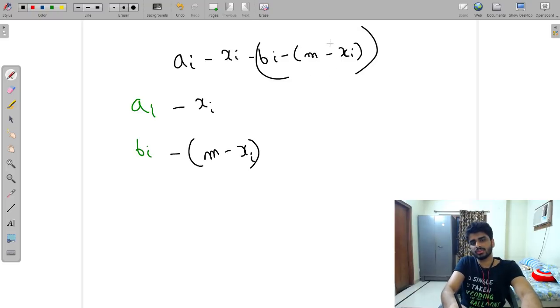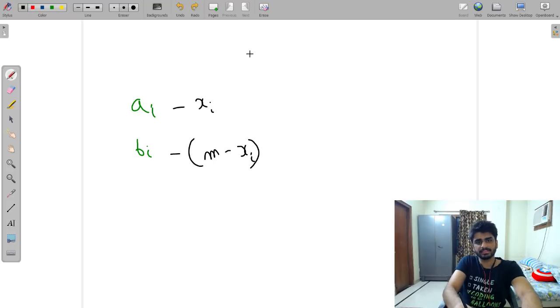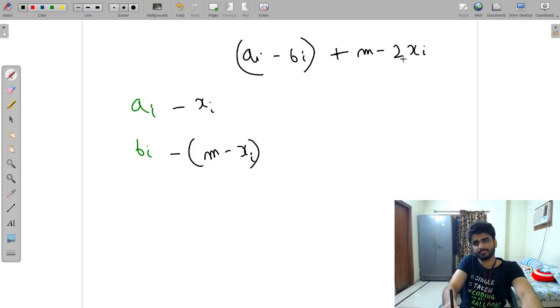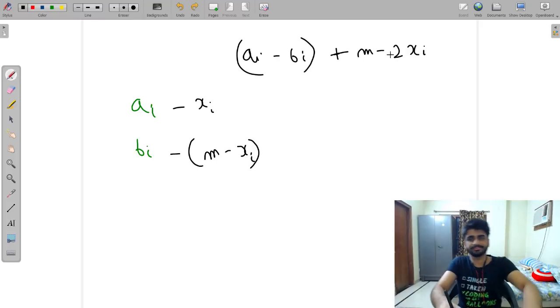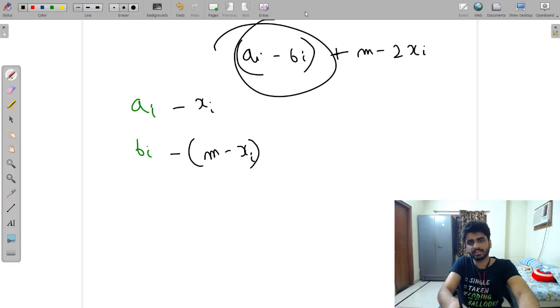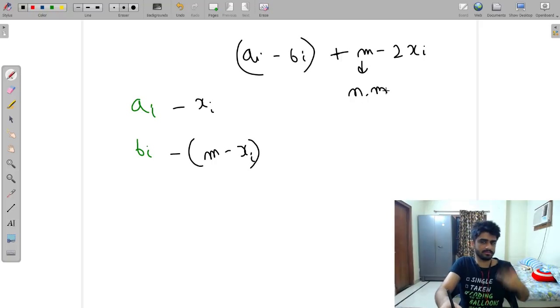Something like this. This thing will get added, and what you end up getting is that the original ai minus bi will remain the same, but additionally you are adding m and subtracting 2 times xi. This will be the effect of doing this. If you take a summation everywhere, then this thing will remain the same. This m will become n times m because there's m on each of the dishes, and this will become 2 times the summation of xi.